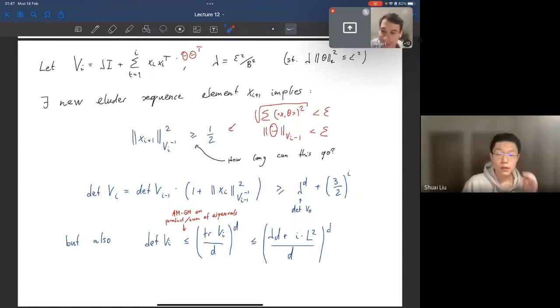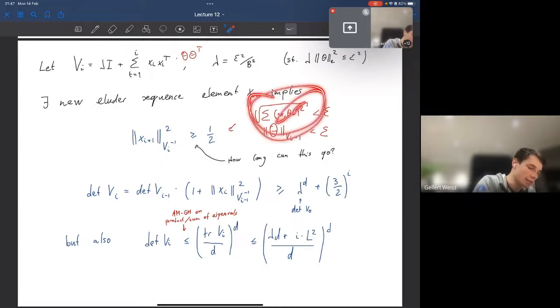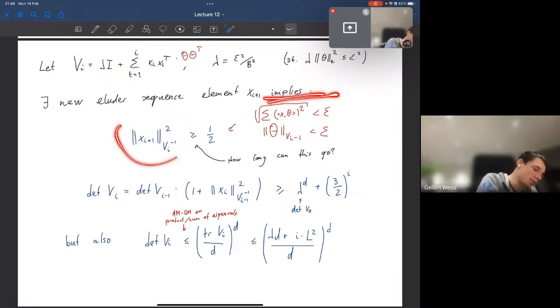Yeah, that's correct. I'm just wondering why we are requiring the weighted norm of xi plus 1 to be greater than a half. Oh, we're not requiring this. This is something that I imagine didn't make a lot of sense, but what we're saying is that if there is a new element, an Eluder element, then that implies that this norm is large.